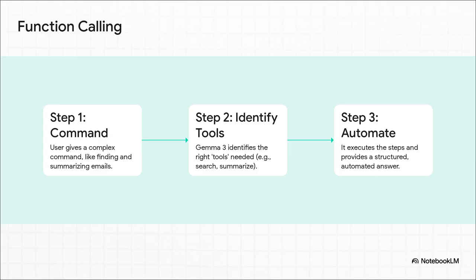It figures out, okay, I need to use the email search tool. Then I need to use the summarize tool. And it just does it. It automates the whole thing for you. This is how you start building those really smart AI assistants.